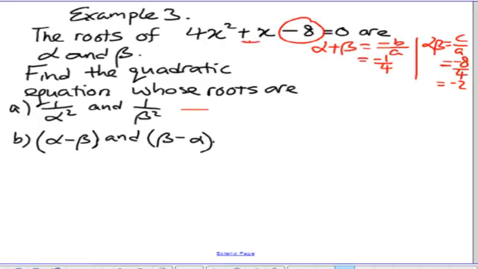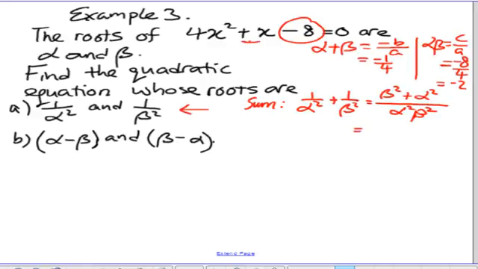Then now we consider this. We want to find the quadratic equations with these roots. So the sum of these roots, in this case, will be 1 over alpha square plus 1 over beta square. So that is taking the sum of that with the common denominator of alpha square beta square. That will be beta square plus alpha square. In other words, this is alpha plus beta everything square minus 2 alpha beta. Recall example number 1 previously. So now I can do all the algebra.